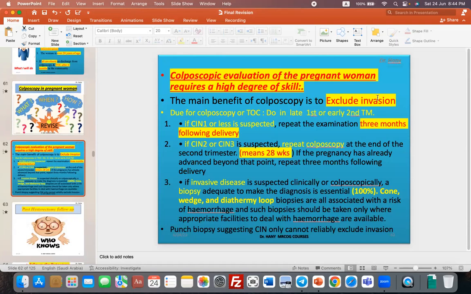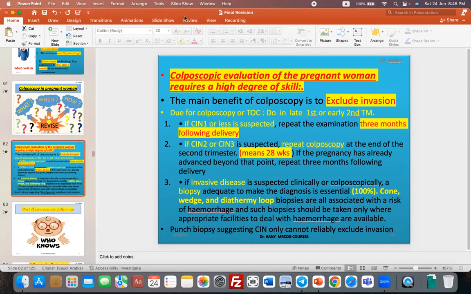Colposcopic evaluation for a pregnant woman. I will tell you a story of a patient which always comes in the exam. The patient had CIN2 or 3 treated before pregnancy. Do I need to do a test of cure in pregnancy? Yes. I will do it after the first trimester, but it will not be a test of cure, because the pregnancy changes on the cervix will change the biopsy, the smear, and everything. So I will do colposcopy in the second trimester.